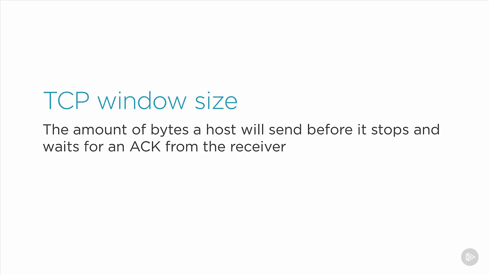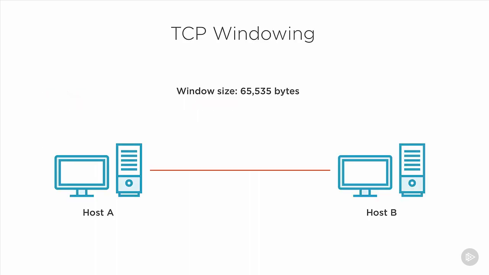The window size is simply the amount of bytes a host will send before it expects an acknowledgement. Suppose that host A and B agree on a window size of 65,535 bytes, which is the maximum window size supported by the TCP headers. This means that host A will send up to 65,535 bytes to host B before it stops sending and waits for an acknowledgement. No problem there, right?